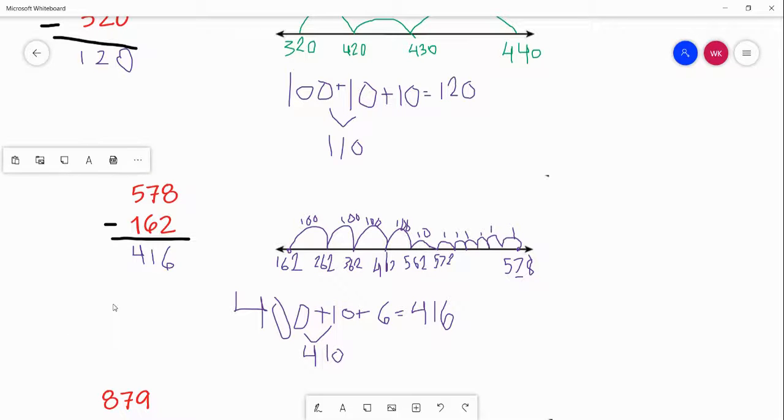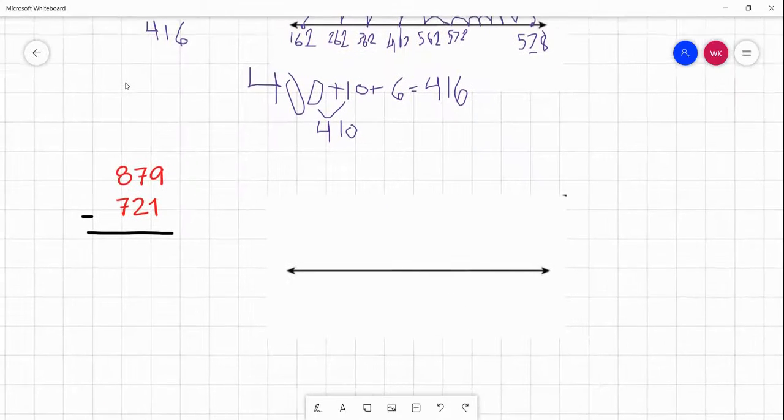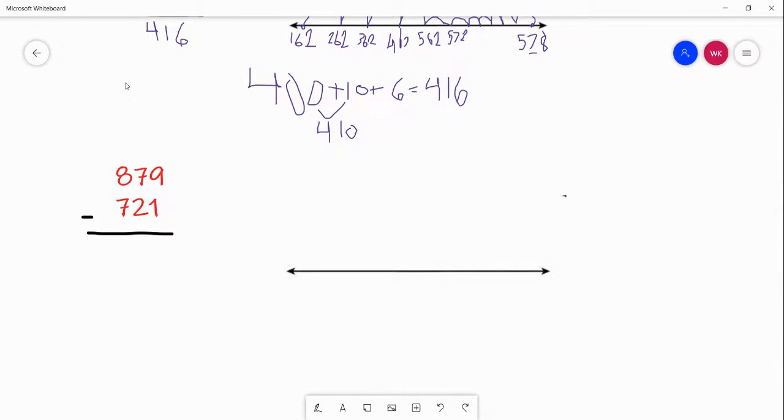416. All right, last but not least, you guys are going to do this problem on your own. So you guys are going to write down your larger number on the top, which is 879. And then you're going to write your smaller number on the bottom, which is 721. And I want you guys to pause the video and do this one on your own. And then once you have completed it, go ahead and press play.